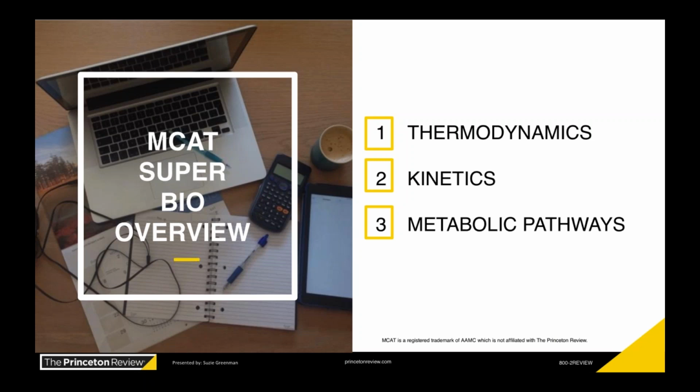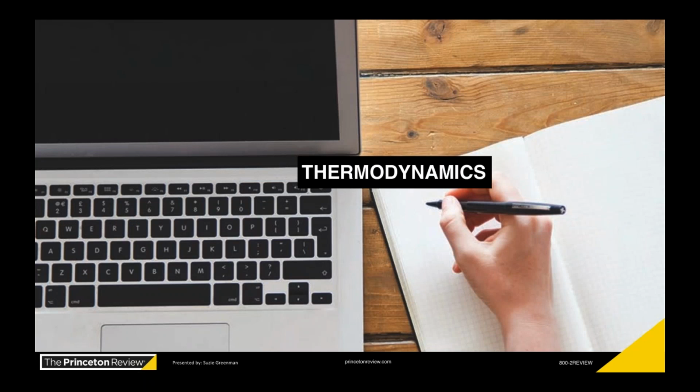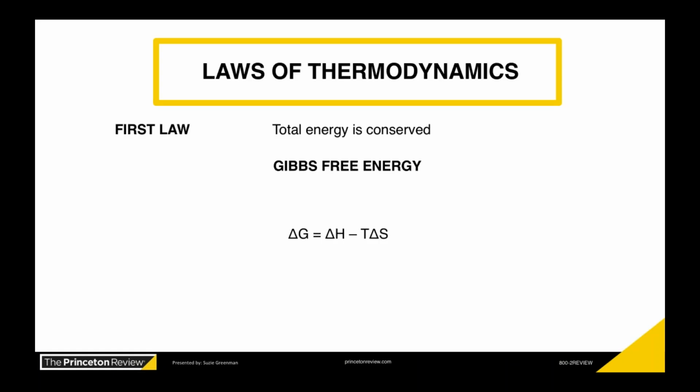Let's talk a little bit about the bio section, or the biochem anyway. So we're going to start with some thermodynamics. So the thermodynamics and kinetics are the basics. These are the underlying principles around everything that happens in chemistry, in biology. Why does anything happen? It all comes back down to thermodynamics. So when you think of thermodynamics, what do you think of? Gibbs free energy, of course, which is related to the first law of thermodynamics, that total energy is conserved.